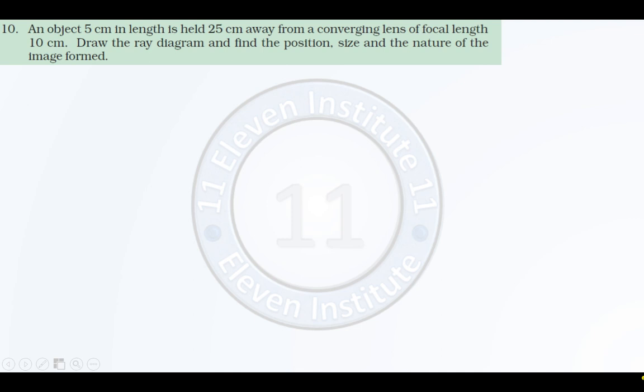An object 5 centimeters in length. So this is the height of the object. So let me write over here h is equal to plus 5 centimeters. Right. Is held 25 centimeters away. So what is 25 centimeters? Object distance. And object distance will be definitely negative. So I will write over here minus 25 centimeters.